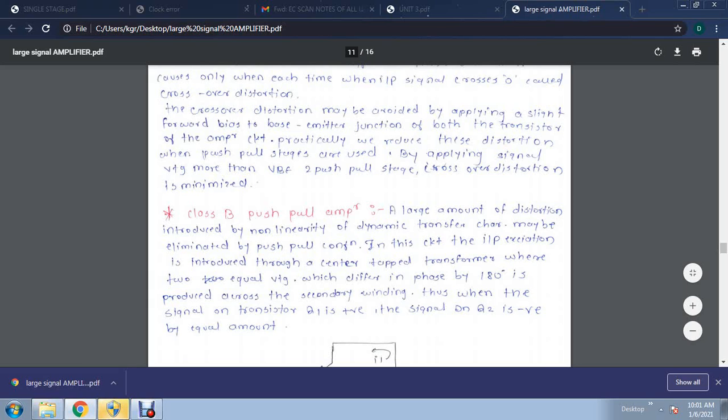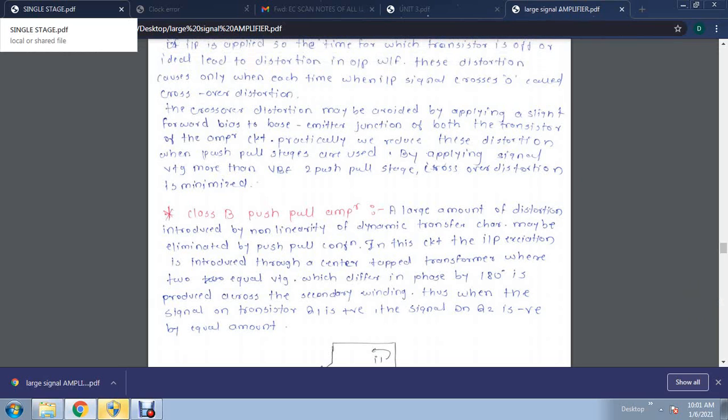I will ask a question. What is meant by class A power amplifier angle representation? Is it 180, 360, 90 or 270? It is 360 degrees. Why? Because the complete waveform is present for 360 degrees. Next, class B.